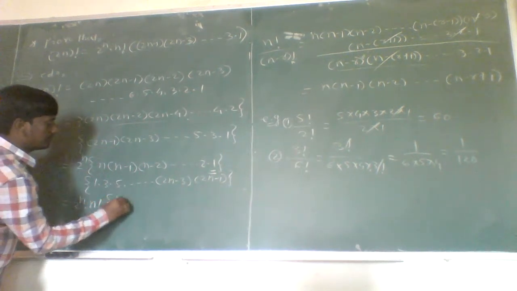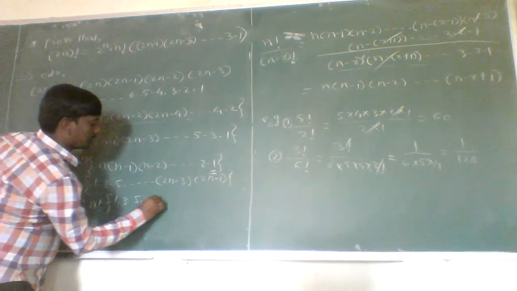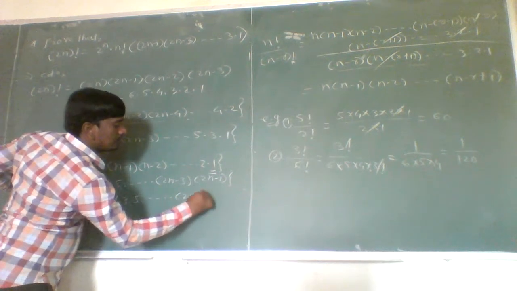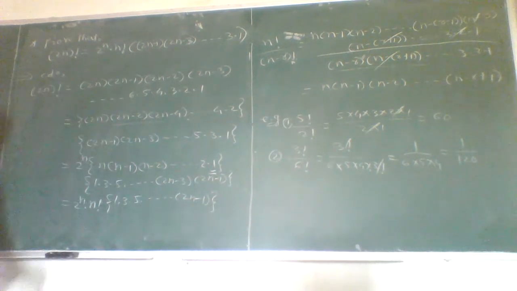And this one is 1 into 3 into 5 into up to so on 2n minus 1. And here is the required result.